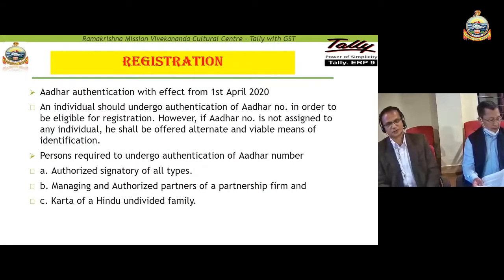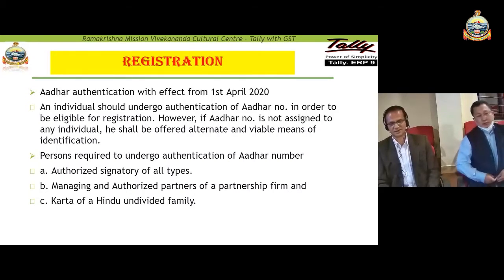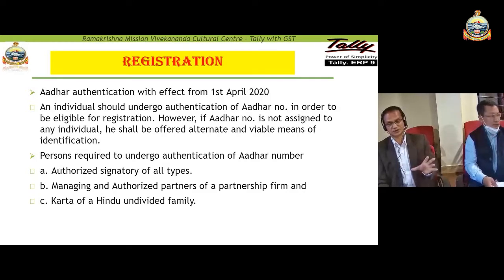Aadhaar authentication has been made mandatory from 1st of April 2020. An individual should undergo authentication of Aadhaar number in order to be eligible for registration. However, if an Aadhaar number is not assigned to an individual, he shall be offered an alternate and viable means of identification. Persons required to undergo Aadhaar authentication are, number one, an authorized signatory of a company or authorized signatory of all types. Number two, a managing partner or authorized partner of a partnership firm, or a karta of a Hindu undivided family. All these categories of people require an Aadhaar number.